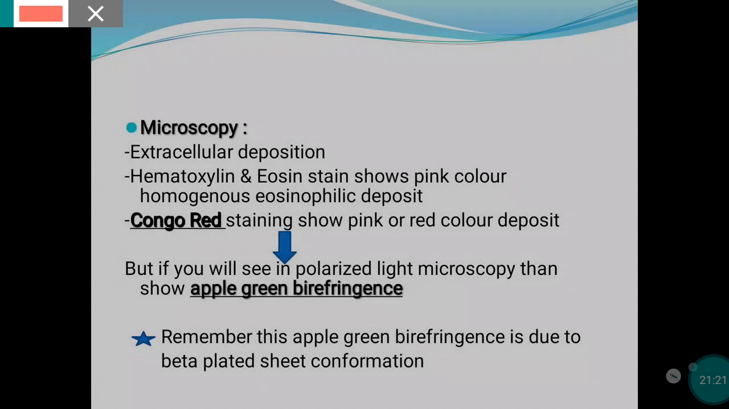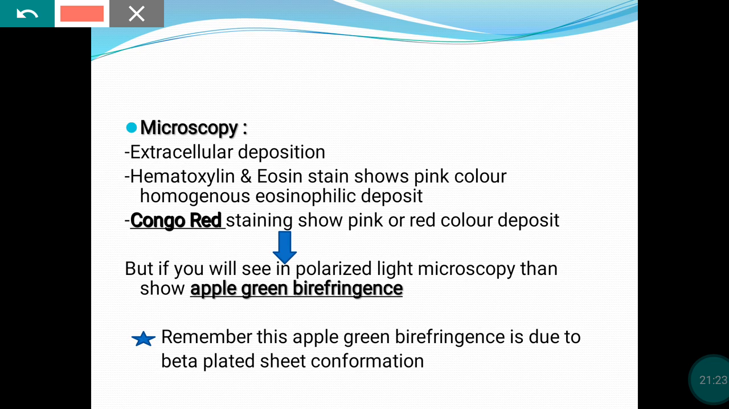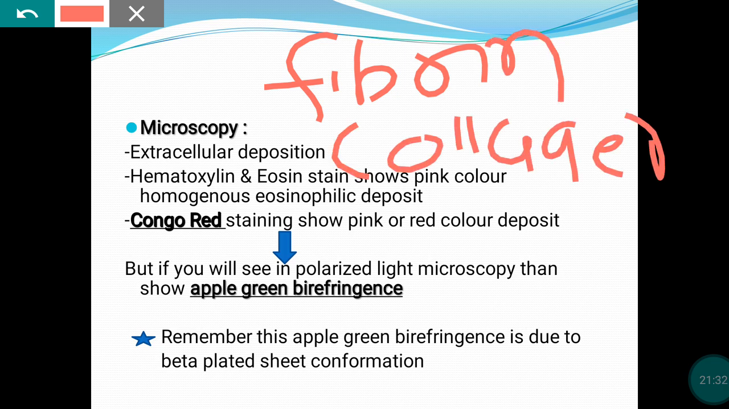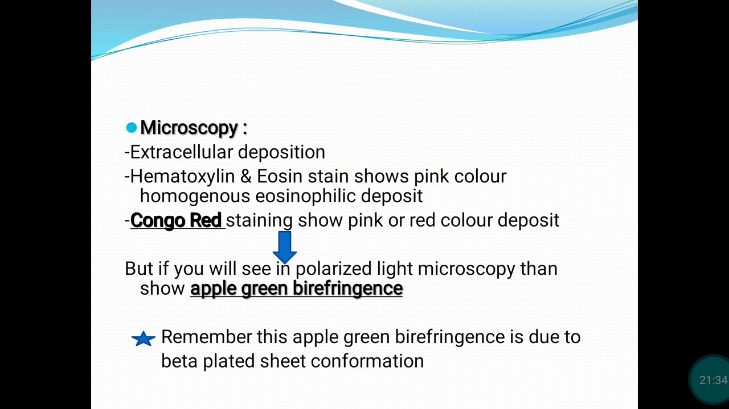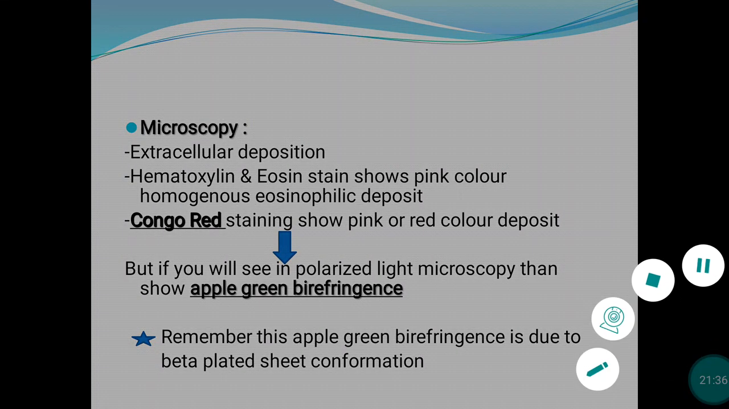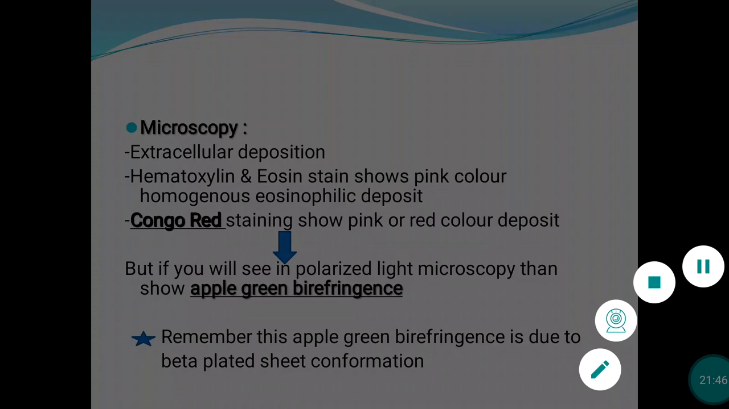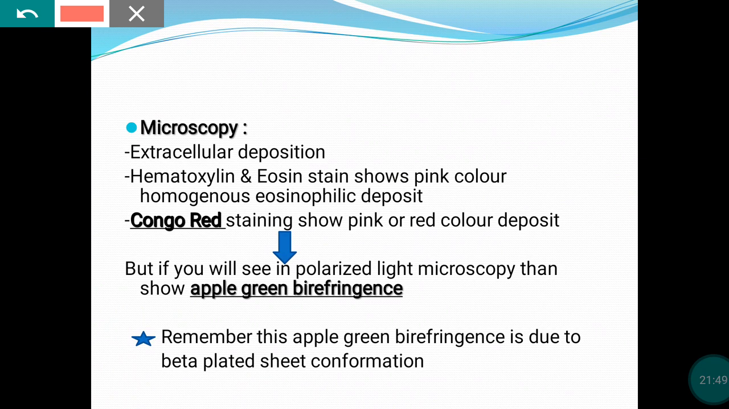Now you have to remember that such a pink colored substance can be because of fibrin, can be because of collagen tissue, or it can be due to hyaline deposition. So it is never diagnostic. You have to use a special stain for diagnosis of amyloidosis, and that special stain is Congo red.